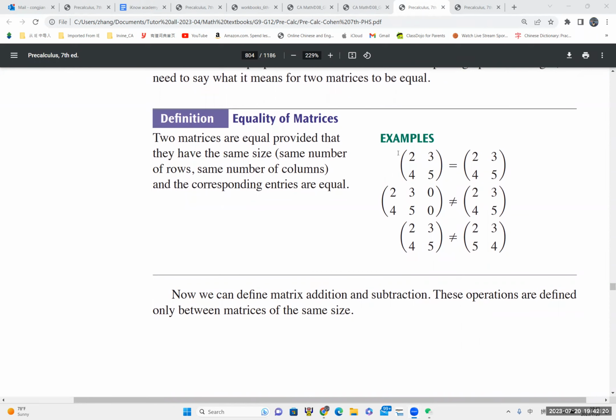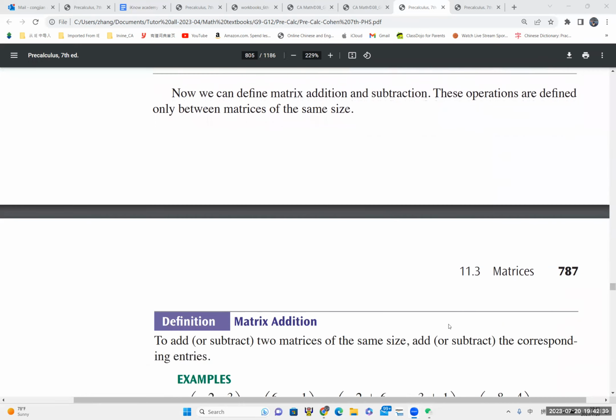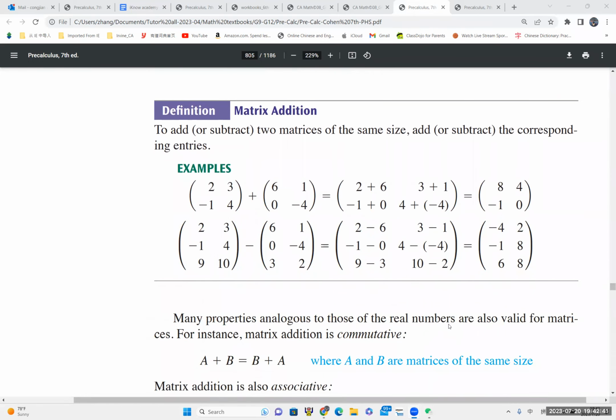Equality of matrix. They have the same size, and the corresponding entries are equal. Then we call them equality of matrix, or equal matrix. Then matrix addition, just the corresponding entries add to each other, right?